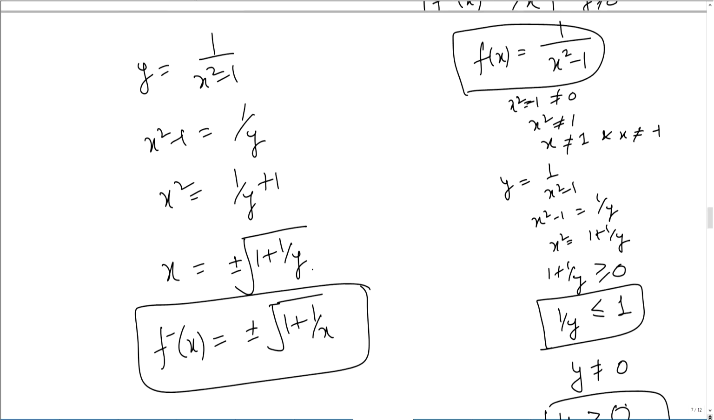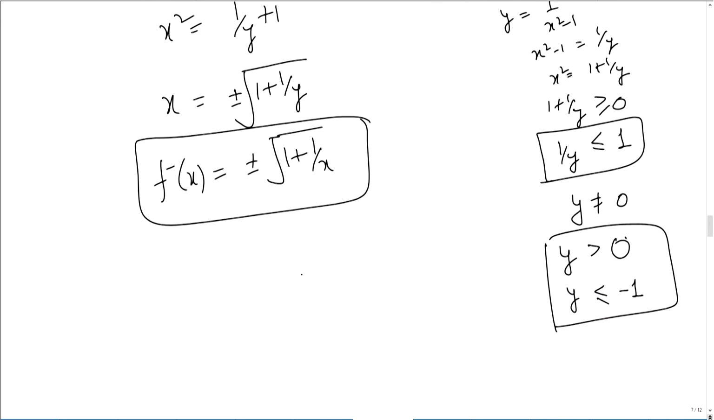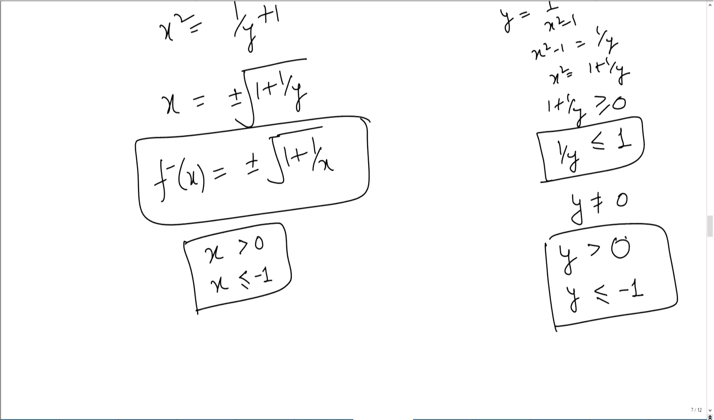Now let us draw the graph of f of x equals 1 by x square minus 1. Now the domain and codomain would be reversed, by the way. So x has to be greater than 0, so that means x is positive. That way, inside the square root you would have a positive value. Another way in which you can have a positive value inside the square root is x square less than or equal to minus 1. Okay, so that's the domain. So this codomain becomes the domain.